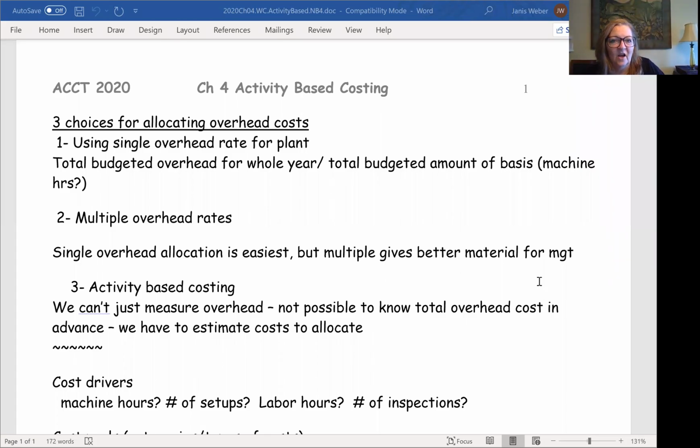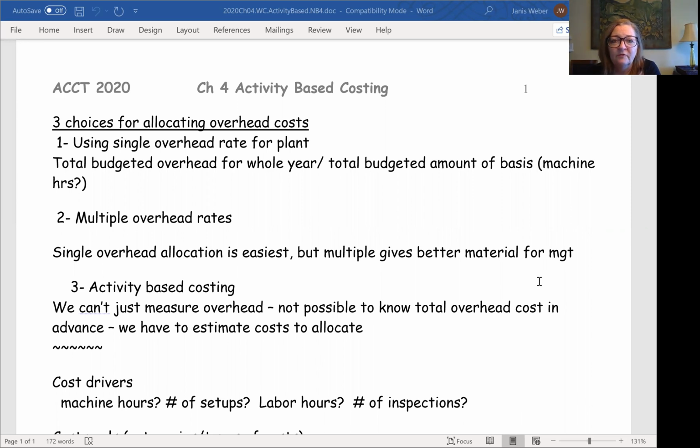Hi guys. Okay, we're picking up chapter 4 today. And chapter 4 is talking about ABC costing, activity-based costing. And this is a continuation of what we've already learned about how to deal with overhead allocation.